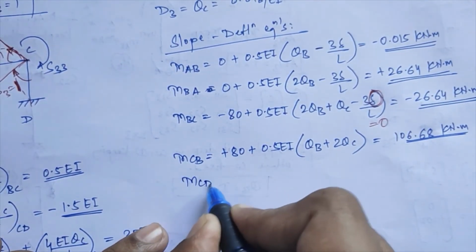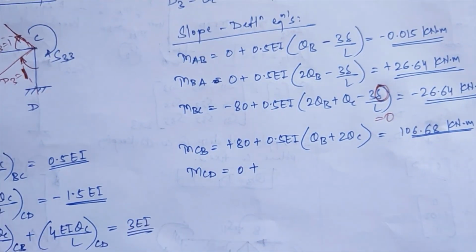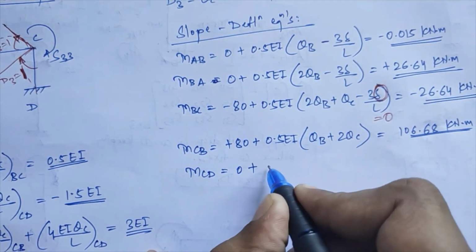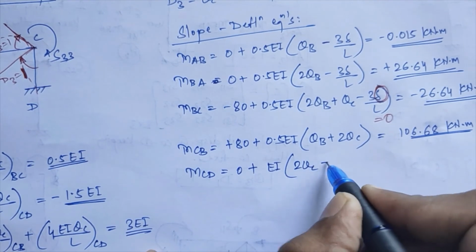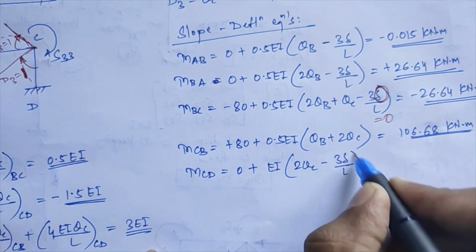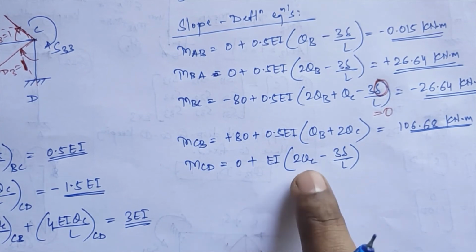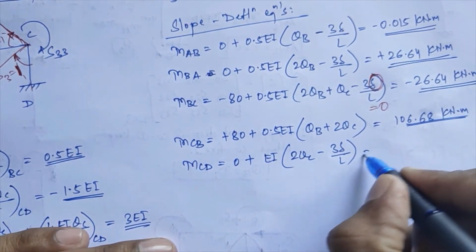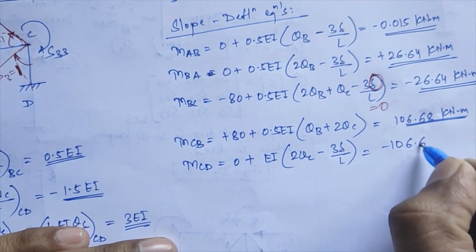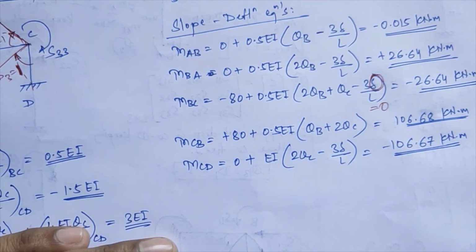Next is your MCD, that is MFCD, again 0 plus 2 upon L. L for CD is your 2 meter. So 2 by 2 becomes 1, in bracket 2 times theta c minus again 3 delta upon L. Theta D will be 0 here, because your D is a fixed support. So for a fixed support, your theta D will be 0. So I am getting this as minus 106.67 kilonewton meter.